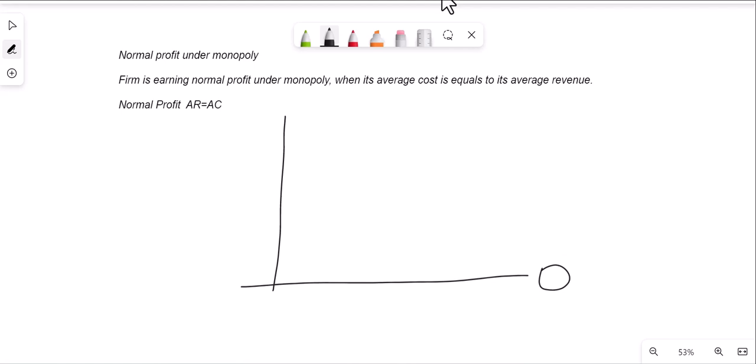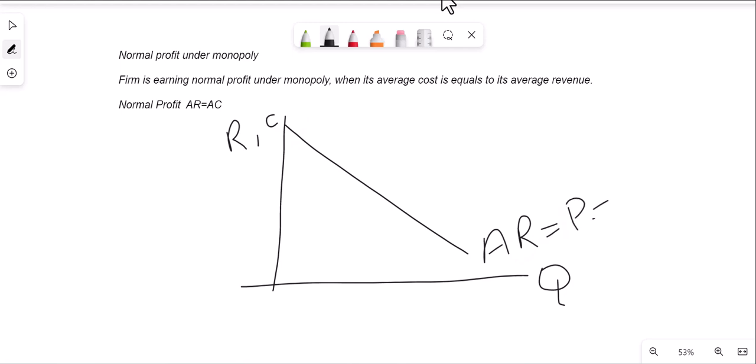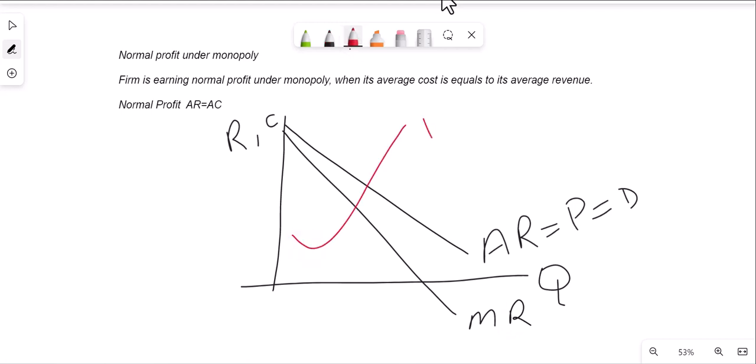For this we are taking quantity on the x-axis, and revenue and cost on the y-axis. So this will be the graph of average revenue, price or demand curve, and this will be the graph of marginal revenue. Now we have to draw the MC curve in order to decide the level of output. The point where MC is equal to MR will give us the level of output.